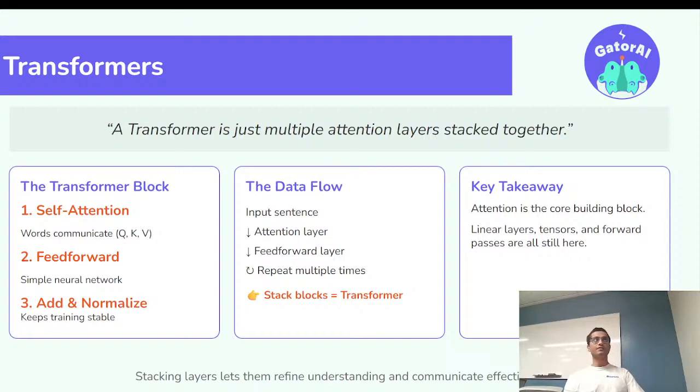And then we have the data flow, right? So you have the input sentence, the attention does the work right there. And then you have a feed forward layer, you repeat it multiple times, and then you stack these blocks together, and boom, you get a transformer. And at the core, that's what it is. And attention is a core building block for that transformer.